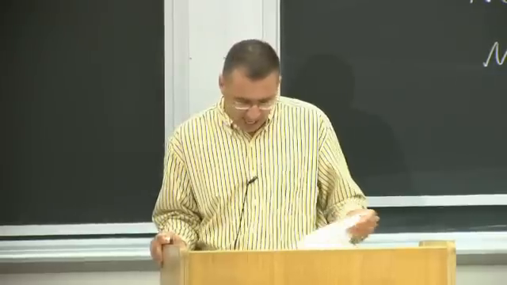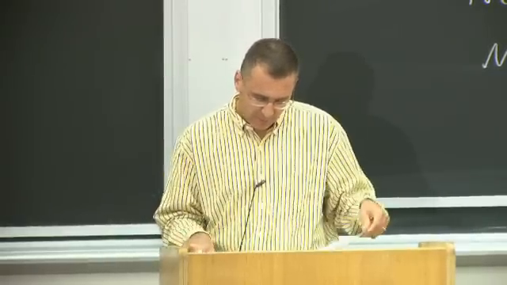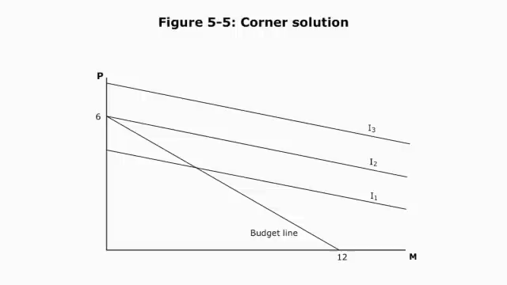So let's take a look at the last figure, figure 5.5. We've chosen a case where your optimal bundle includes both pizza and movies. But you can imagine a situation where your optimal bundle, and once again, that should be a P, not a C, in figure 5.5, there should be a P on the y-axis, includes only one or the other.